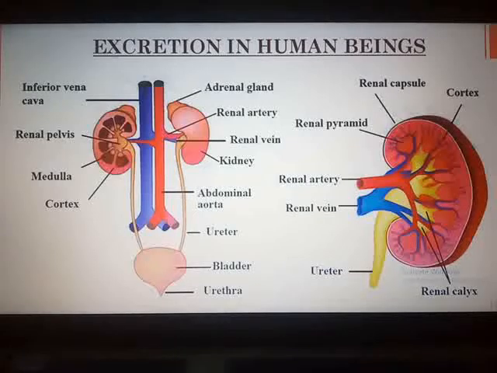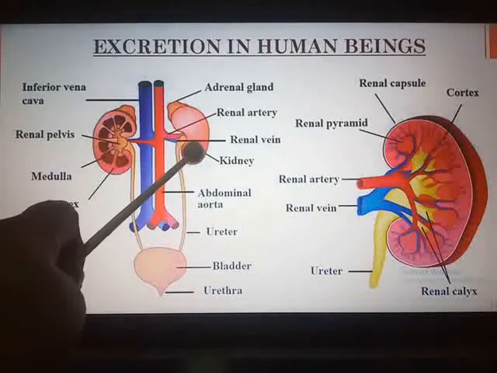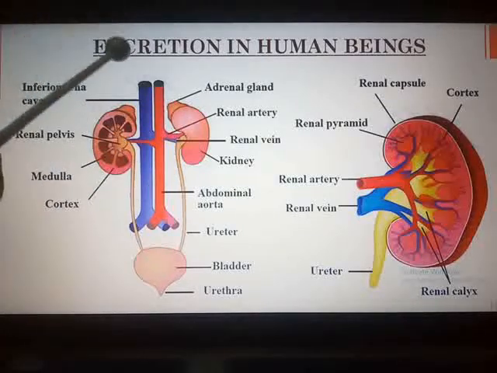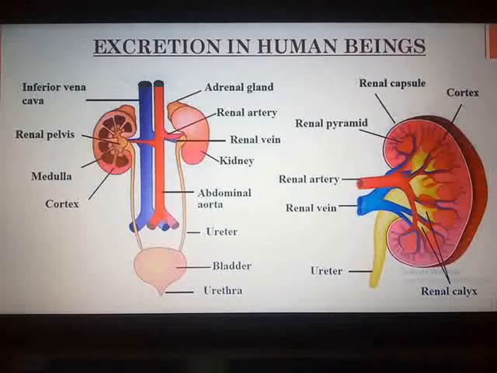Now let us see how this process of excretion actually takes place in human beings and which are the different parts involved in it. You can see in this picture of the excretory system, there are two bean-shaped kidneys situated on either side of the vertebral column on the posterior side of the abdomen. That is the position of the kidneys. The main functional unit of the kidney that performs the basic function of filtration is called a nephron.